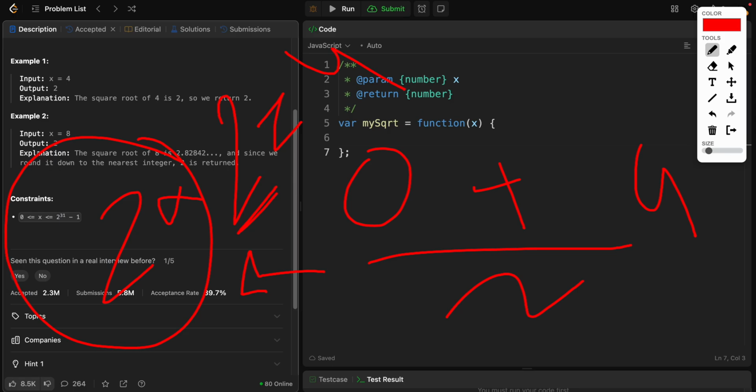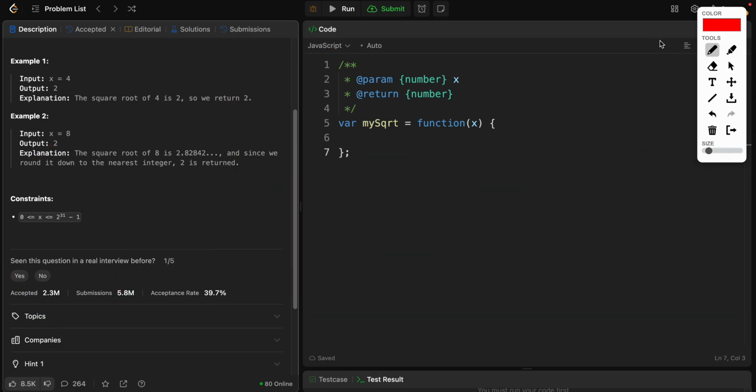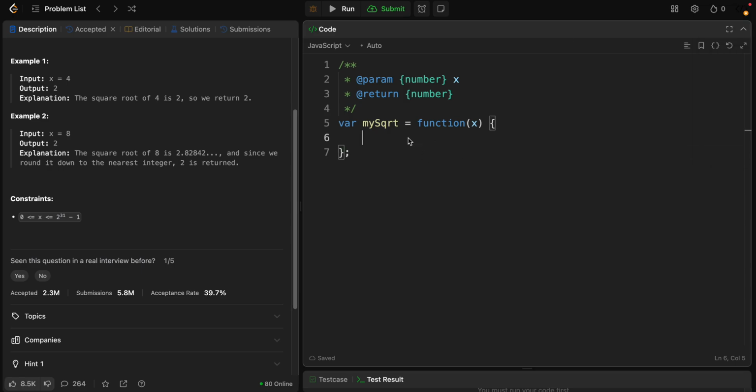If mid multiplied by mid is less than x, we move the left pointer to mid plus 1. If mid multiplied by mid is greater than x, we move the right pointer to mid minus 1 in the search. And yeah, this is how it works. So let's delete everything here and start working.